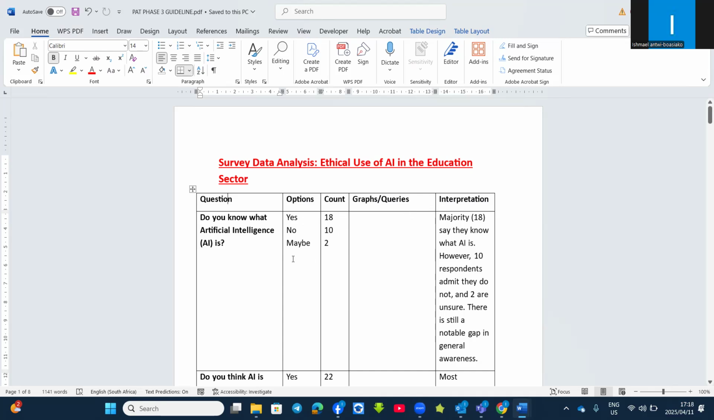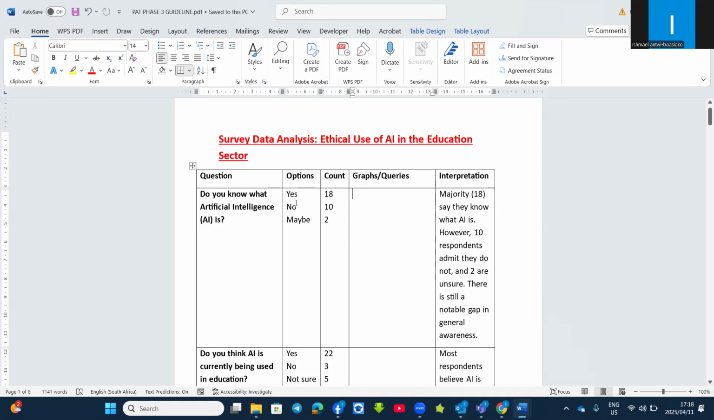Now, let's say for this question you do not create a graph. So you use the COUNTIF. You put the options here, and then here you type the answers, the COUNTIF values. Now, if you have a graph, you can also insert a graph. That's not a problem.